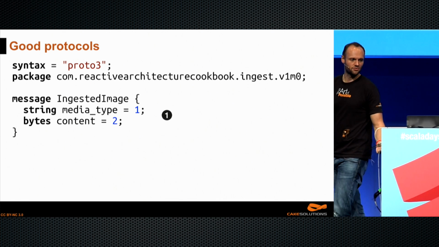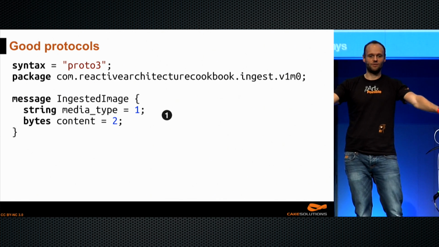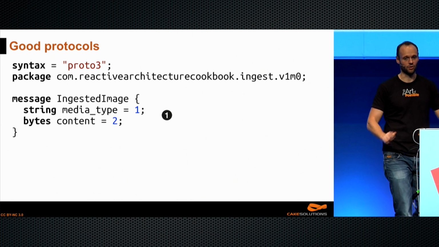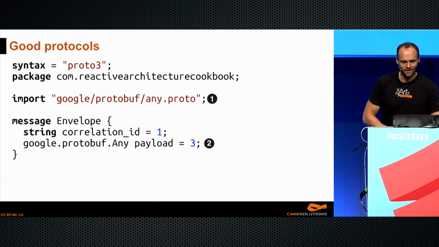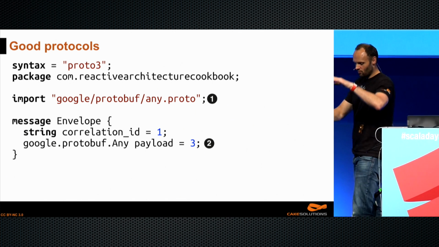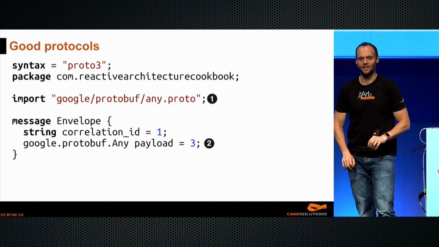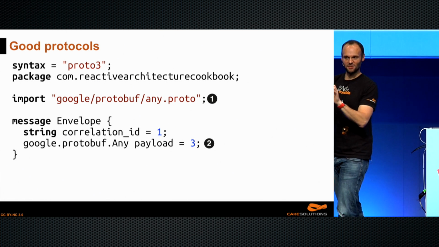It's a media type, it's a string, and bytes content. If you haven't seen protobuf, that makes sense, right? If you have seen protobuf, it makes sense even more. Nothing too difficult. But sometimes it's really helpful to wrap these messages inside an envelope. You might want to track some sort of correlation ID. You might want to track some headers, maybe.